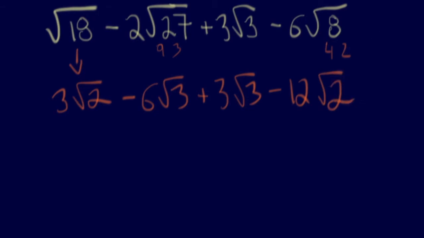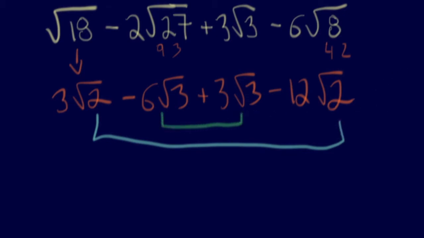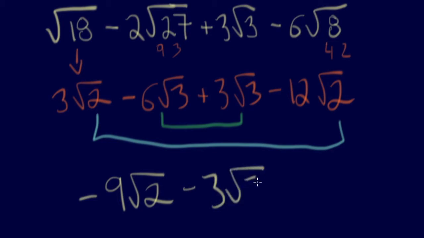So what I've done there is I've simplified everything. And now I have common roots. So I can combine my like roots to get a final answer. So let's deal with the root 2's. 3 minus 12. So that's going to be negative 9 root 2. And negative 6 plus 3. That's going to be minus 3 root 3. And that's your final answer. There you go. Adding and subtracting radicals.